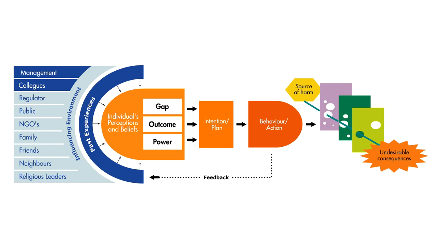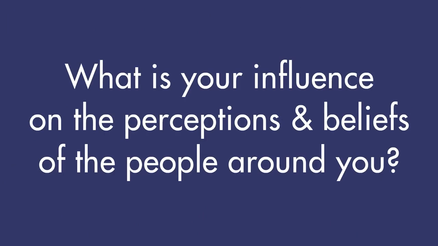People can see themselves in this influencing environment either as management, a colleague, a supervisor, or direct report. This means that everyone had a role to play in the overall system, which led to the person acting the way they did. To prevent incidents, it's necessary to look deeper to understand exactly why someone did what they did, and not just stop at blaming a person's attitude. What is your influence on the perceptions and beliefs of the people around you?